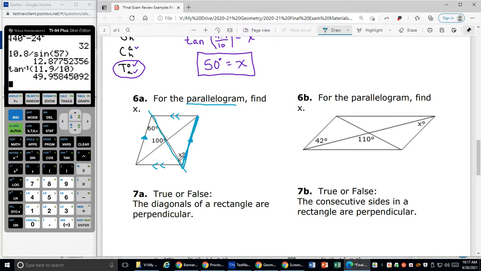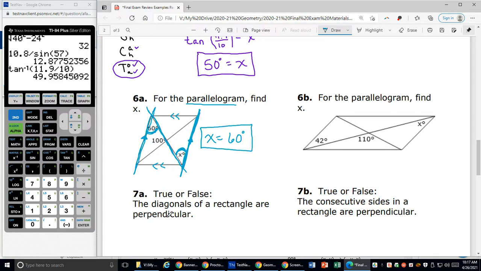So if I think about my rules for transversals of parallel lines, I know my alternate interior angles are congruent. So this angle right here is going to be congruent to this angle right here because they're alternate interior angles. So I don't really have to do much but look at this and know parallel rules. And I know that x equals 60 degrees.